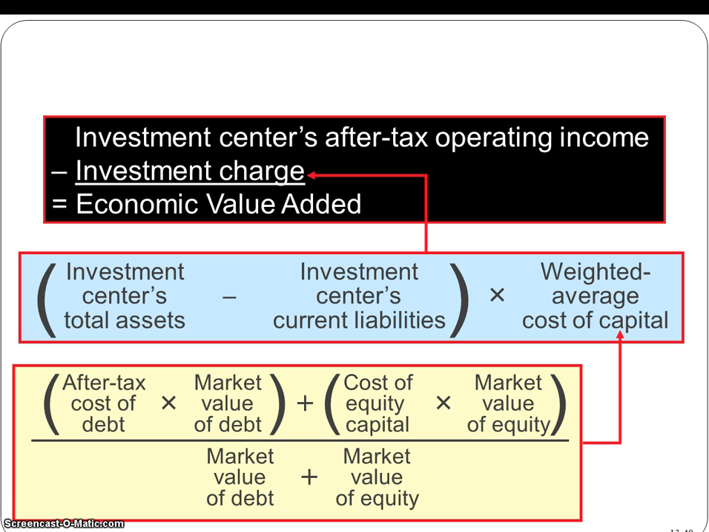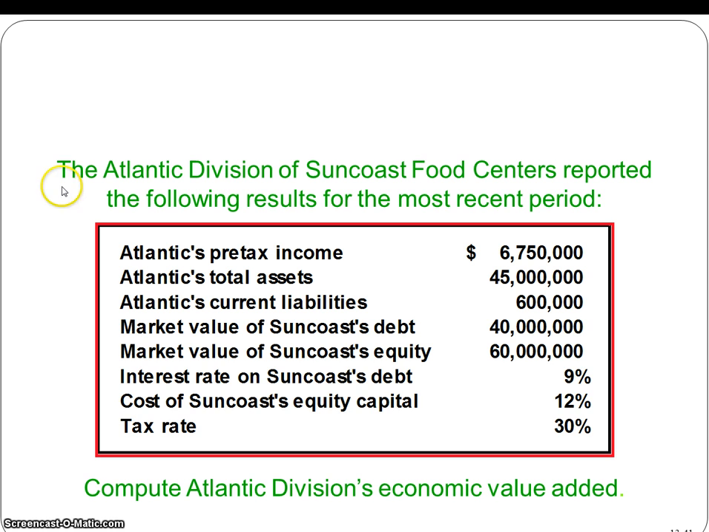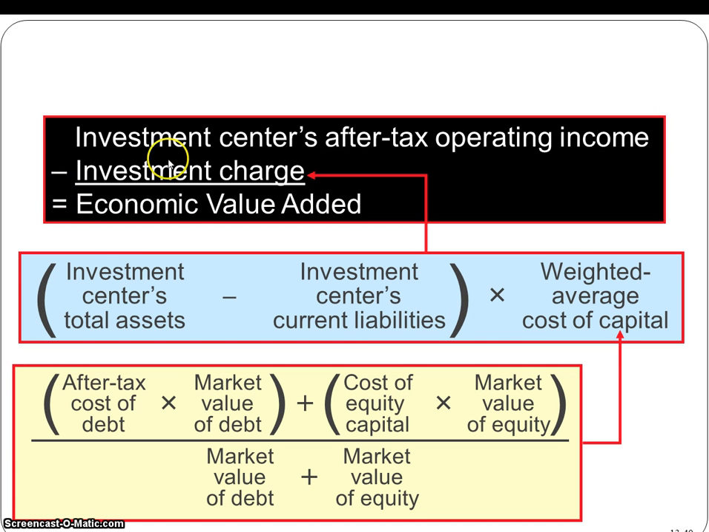So let's look at the mechanics of how this calculation comes together. To begin, the investment center's after-tax operating income is our starting point, and we deduct from that an investment charge. And that helps you quantify in dollars the amount of economic value add. So that's the ultimate goal, but there's two steps that precede this. First, you have to calculate the investment charge.